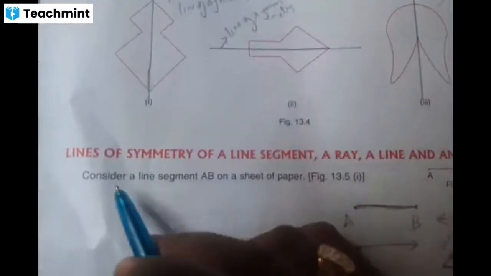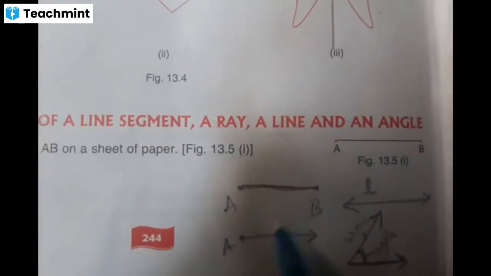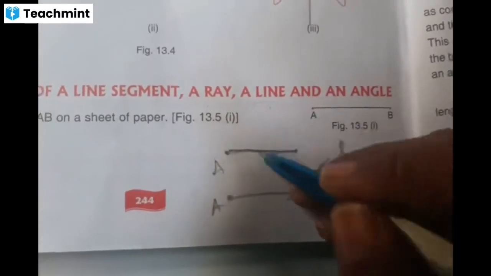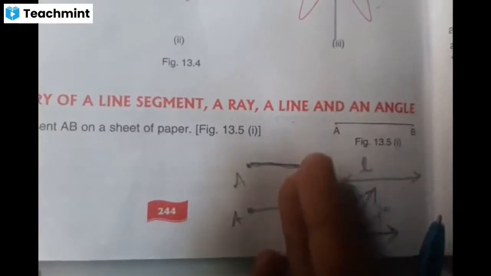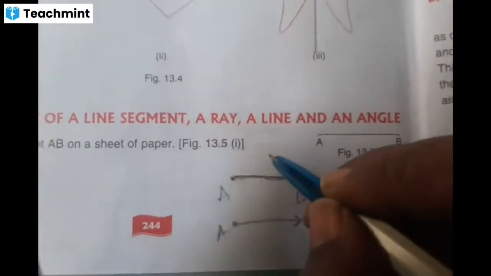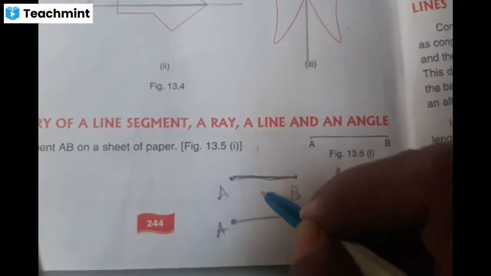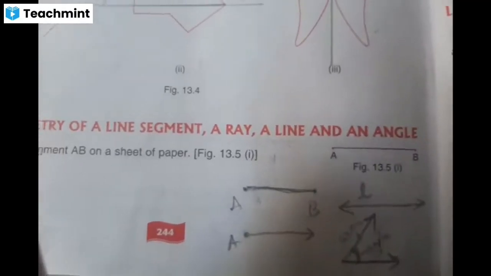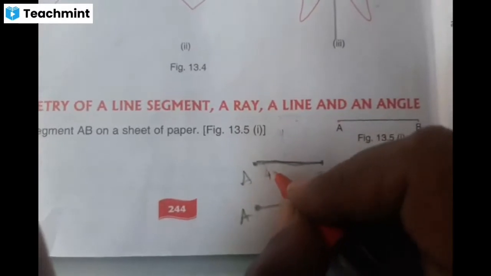Next, we are going to discuss the line of symmetry of a line segment, a ray, a line and an angle. Here, if this is a line segment and I want to fold it into half, how do I make it half, children? By drawing a line. Suppose this line segment AB is 4 centimeter.